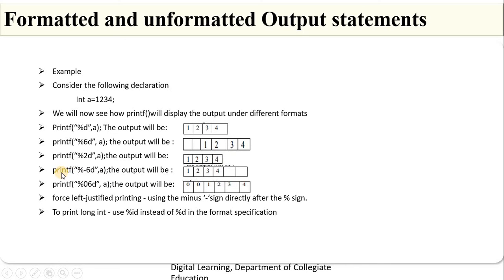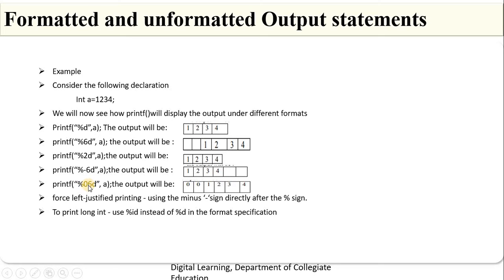Coming to the next printf statement, this printf statement has %-6d. Minus says that it should be left justified. Thus there will be 6-digit spaces allocated, but our a is 1234 only, so it needs 4-digit spaces. It will be left justified because of the minus. Thus you will see 2 blank spaces at the right side.